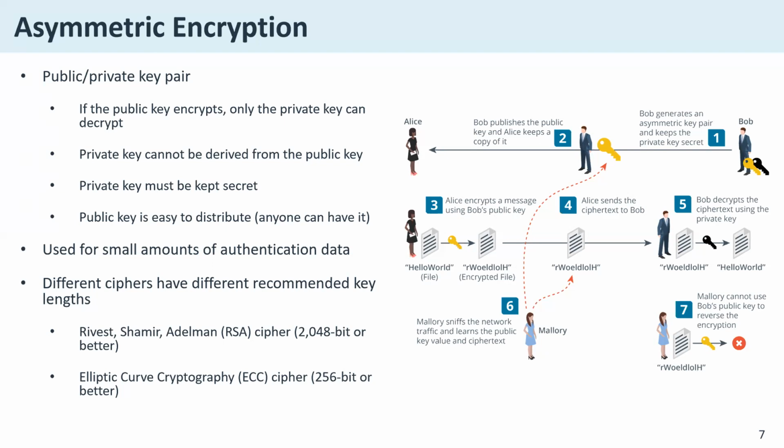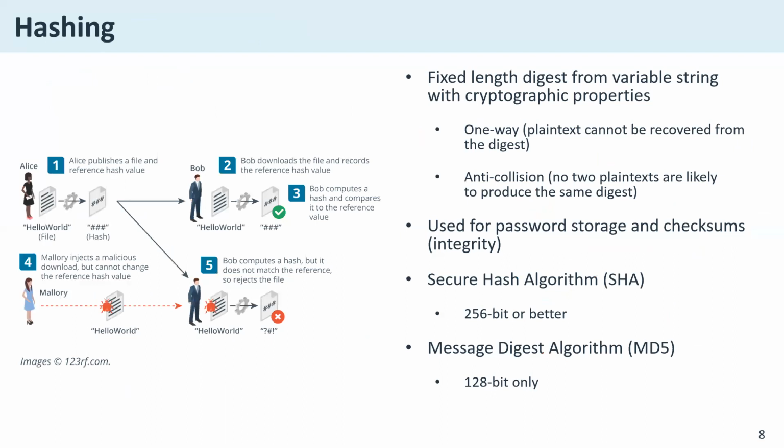We're going to consider generating from a PKI something like an SSL certificate. That's where you're going to see in practical terms the private key, the certificate authority key, and your public key. This can be used for a small amount of authentication data. If you use it for something very large, it's going to take quite a lot of time. Different ciphers have different recommended key lengths. For RSA, it's 2048. For elliptic curve cryptography, you have 256 bits or better.